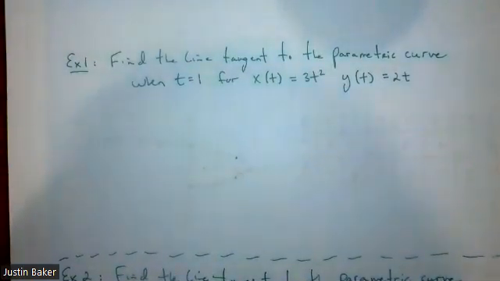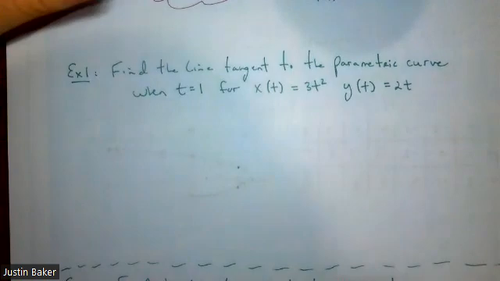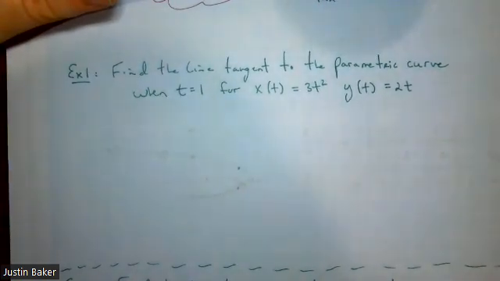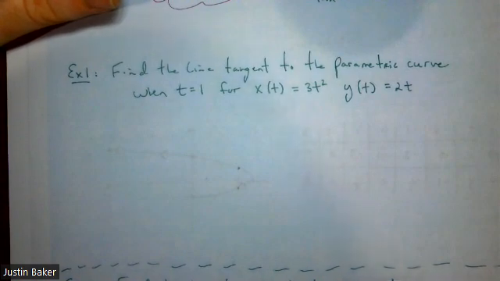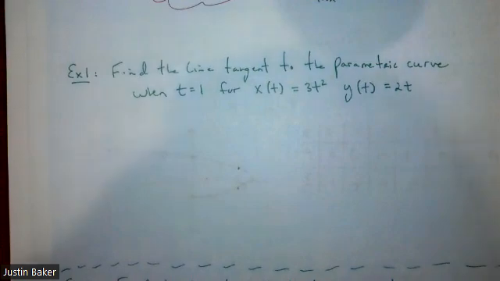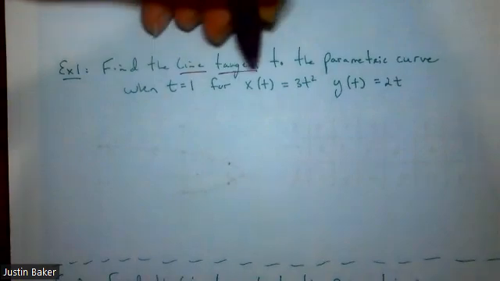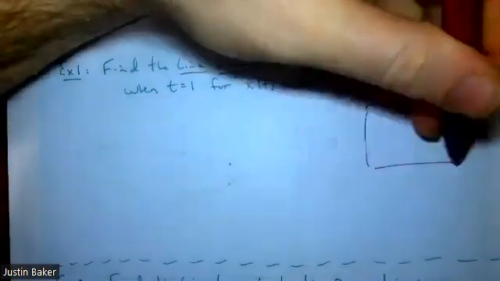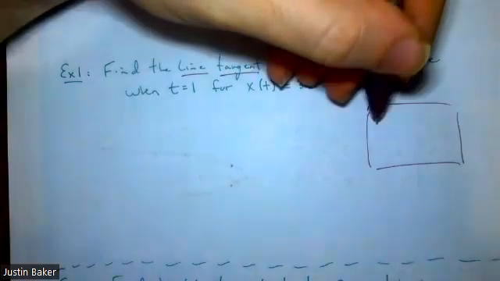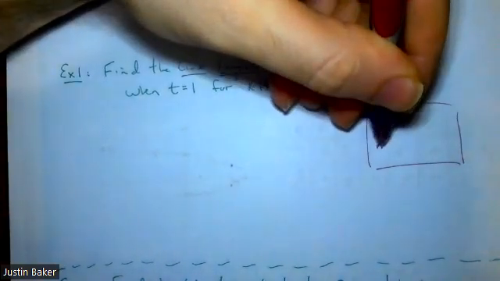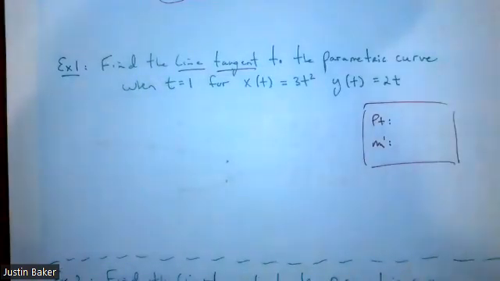Okay, let's see what we've got here for a problem. So it says, find the line tangent to the parametric curve when t equals 1 for x of t is equal to 3t squared and y of t is equal to 2t. Okay, so what do we need whenever we're going to do a tangent line? We're finding a tangent line. So the way I've always taught it is we're going to make a box. And in our box, we're going to need a point and we're going to need our tangent slope.